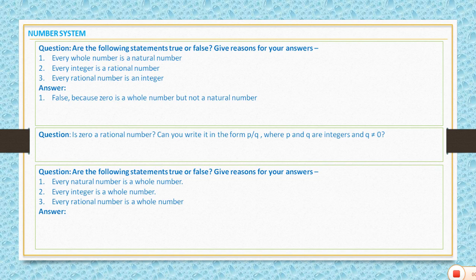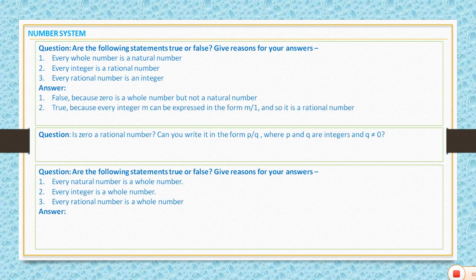Second question. Every integer is a rational number. Integers are negative numbers, positive numbers as well as 0. So rational numbers क्या होते हैं? Anything which can be expressed in P by Q form, those all are rational numbers. So all the integers can be expressed in P by Q form. So yes, second answer is yes, true.